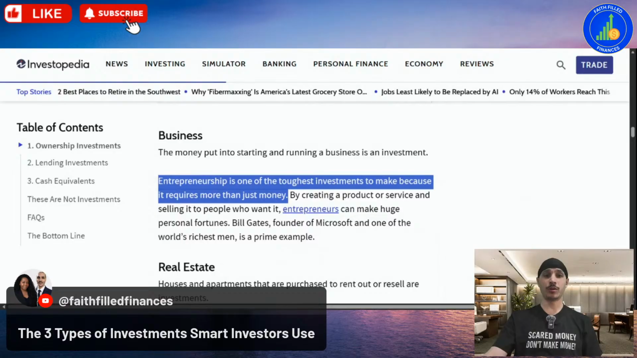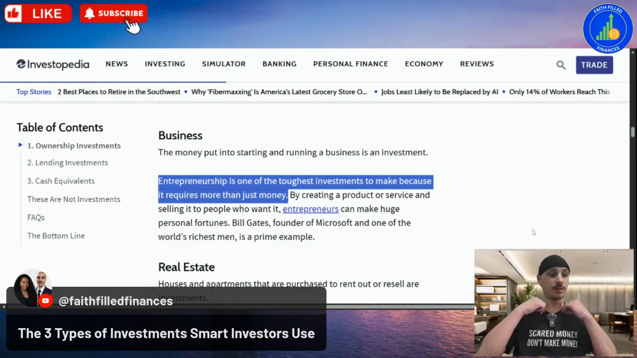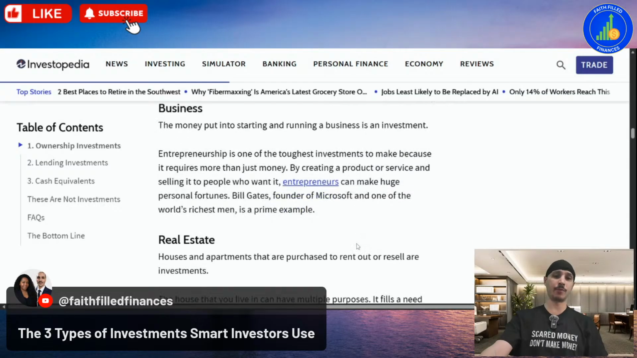Becoming an entrepreneur involves more than just money. Big facts. By creating a product or service and selling it to people who want it, entrepreneurs can make huge personal fortunes. Bill Gates, founder of Microsoft and one of the world's richest men, is a prime example.